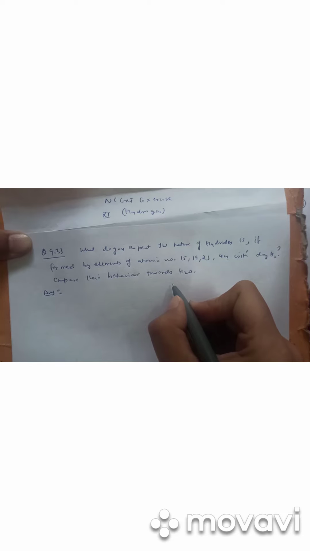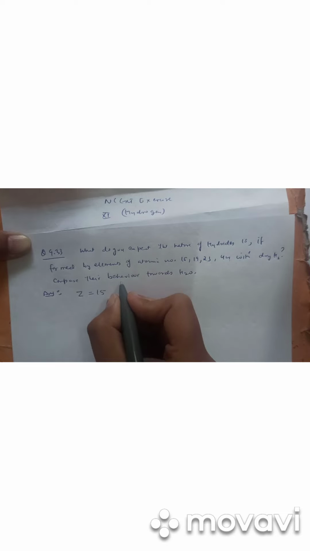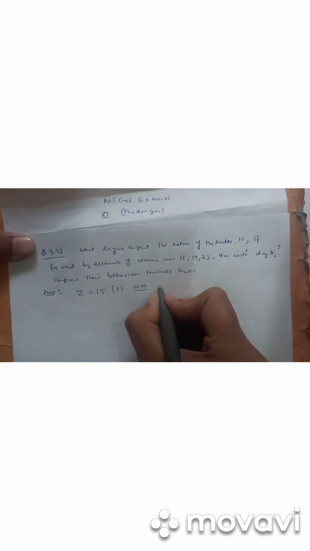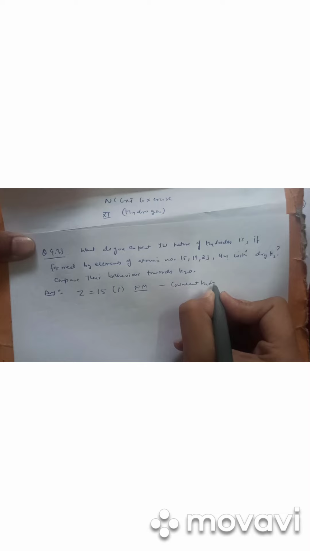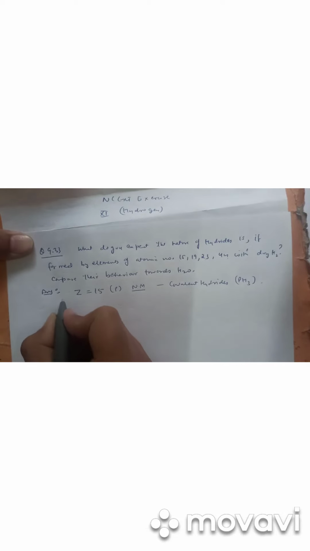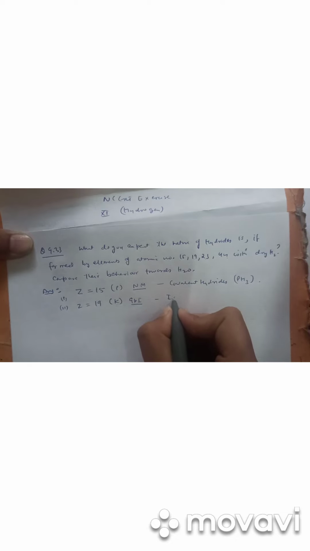Now, the element having atomic number 15 is phosphorus, so it is a non-metal. And we know that non-metals form covalent hydrides. So the covalent hydride is nothing but PH3. The next element has atomic number 19, which is potassium, a group 1 metal or alkali metal. So it will form a saline or ionic hydride, and it will be KH, potassium hydride.